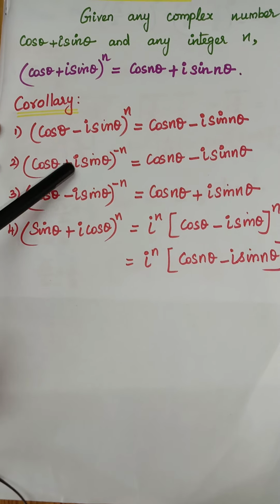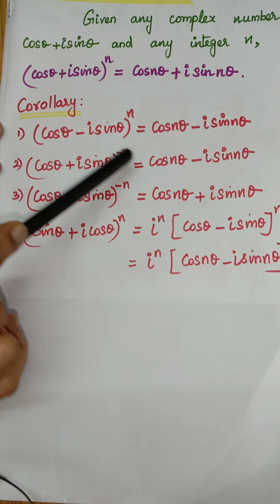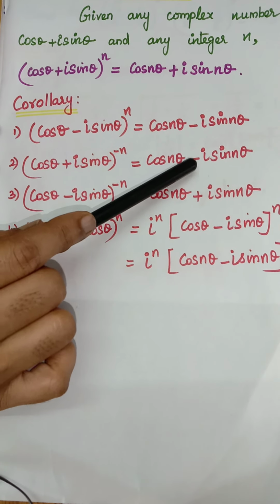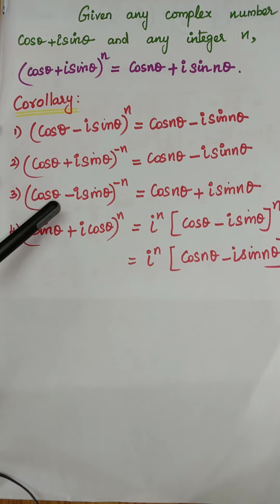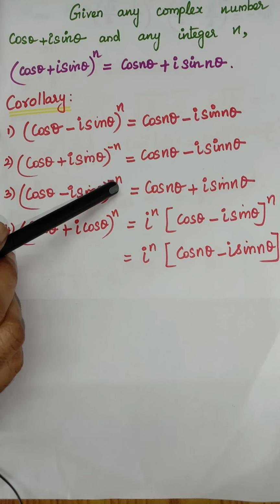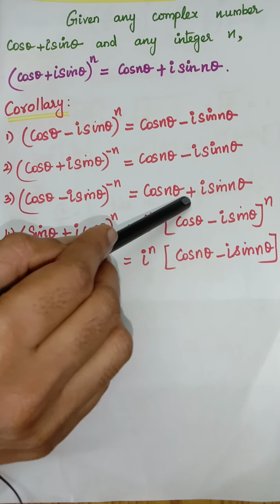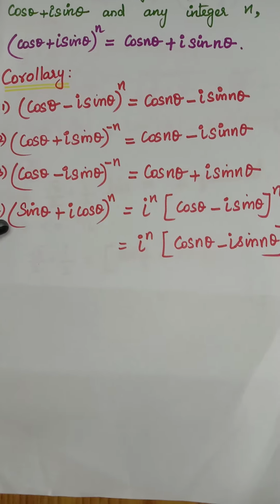Cos theta plus i sin theta the whole power minus n. The power is minus, so we can apply De Moivre's theorem: cos n theta minus i sin n theta. You see that in the middle also minus, the power also minus, we can apply De Moivre's theorem. So (cos theta minus i sin theta) to the power minus n is equal to cos n theta plus i sin n theta.